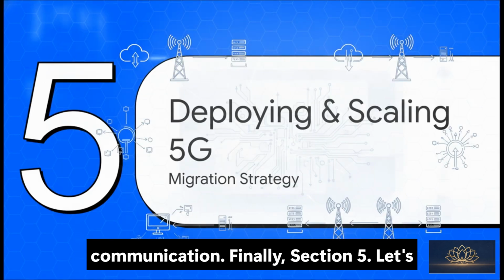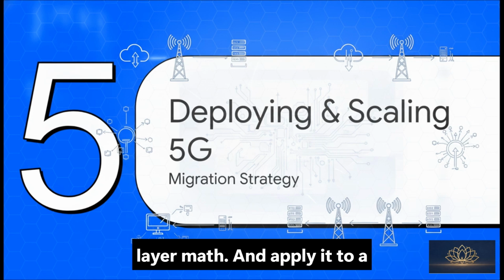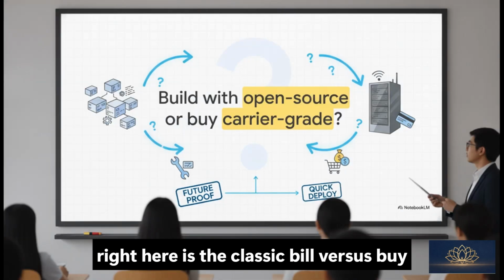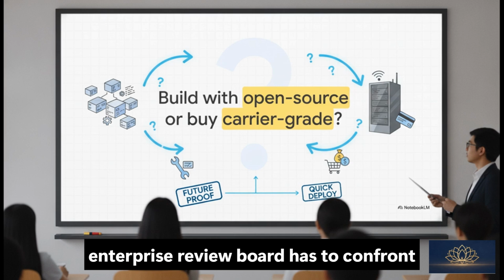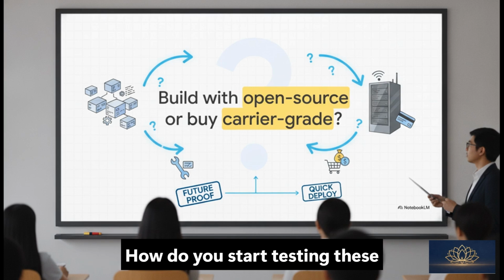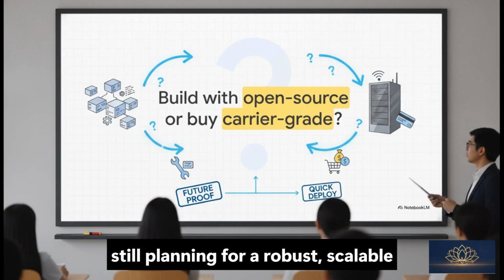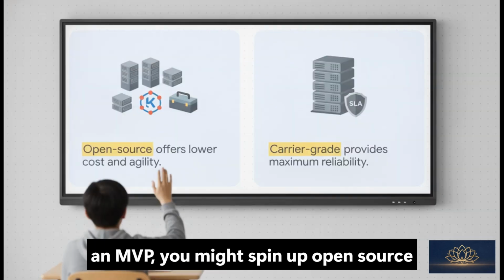Finally, Section 5. Let's take everything we've learned today, from the core architecture to that physical layer math, and apply it to a real-world deployment strategy. This right here is the classic build versus buy dilemma. Every engineering team and enterprise review board has to confront this when charting their migration path. How do you start testing these capabilities, building a minimum viable product without breaking the bank while still planning for a robust, scalable future?